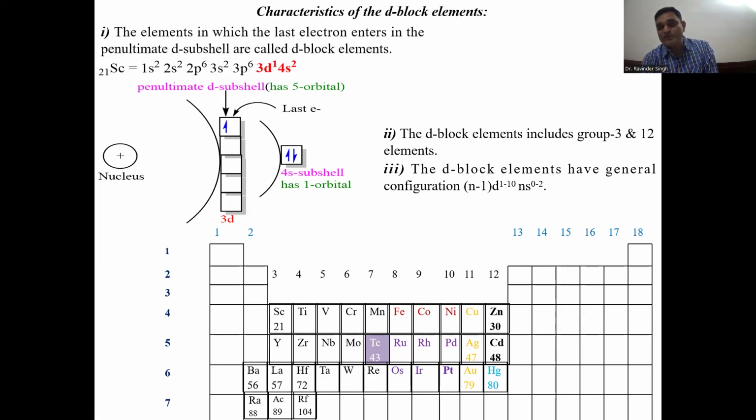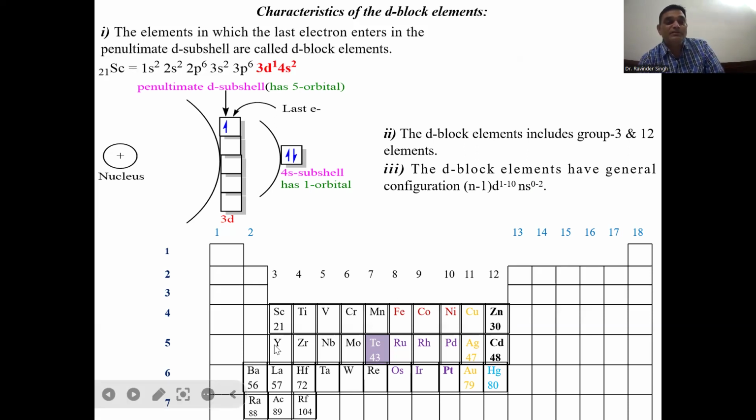So that's the definition of the transition element: the elements in which the d subshell is partially filled either in the neutral state or in the ionic state. On that basis, in the first series we have only 9 transition elements. The last one, zinc, is not a transition element. That type of question may be asked in your examination. You must learn such questions.